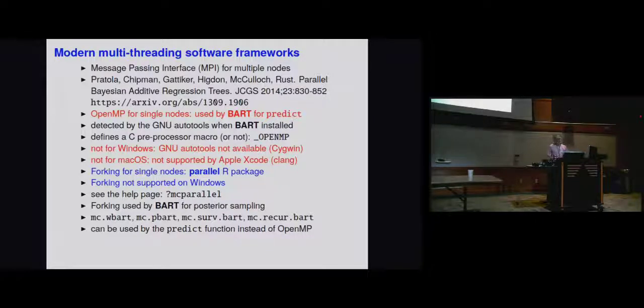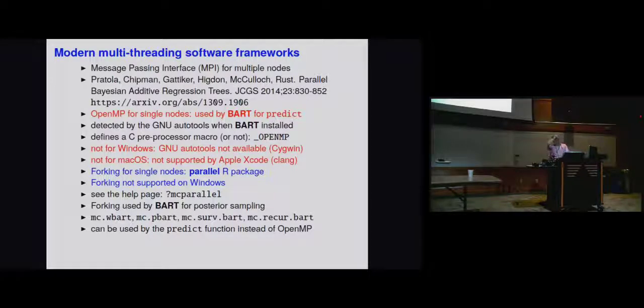Normally we use OpenMP for single nodes. This is used by the predict function. It's detected by the new auto tools when BART is installed. There's a C preprocessor macro that's defined if OpenMP is available. So it's underscore OpenMP. So this is something that's detected when you install the BART package.